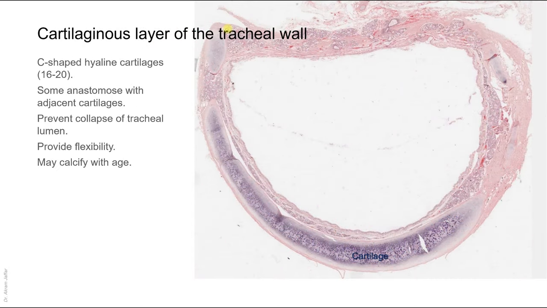This is to show you the cartilaginous layer of the trachea. Look at the profile of the trachea. It is flattened posteriorly where it lies on the esophagus. This is the location of the esophagus posterior to the trachea. And it is flattened because there is no cartilage posteriorly.